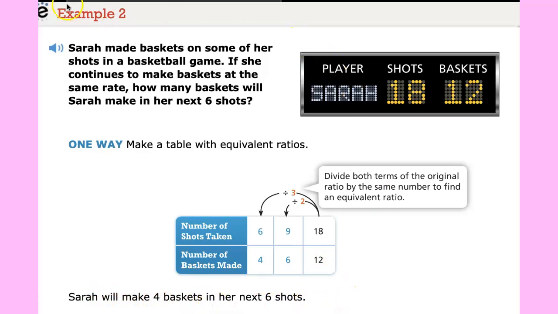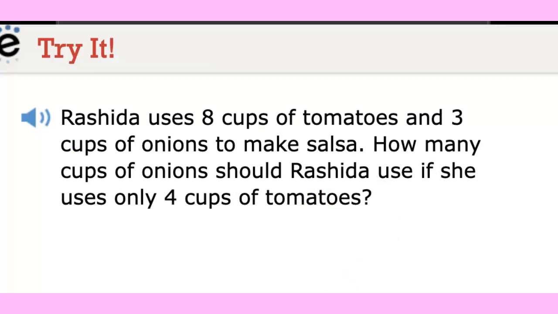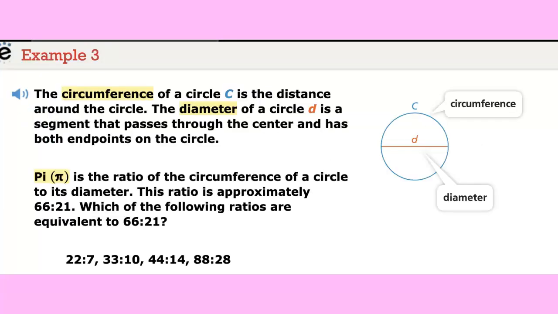Okay? All right, I want you guys to try this. Rashida uses 8 cups of tomatoes and 3 cups of onions to make salsa. How many cups of onions should Rashida use if she uses only 4 cups of tomatoes? You could create a table, you could create equivalent fractions. Good luck on whatever way you want to solve this problem. All right, let's work on example 3.